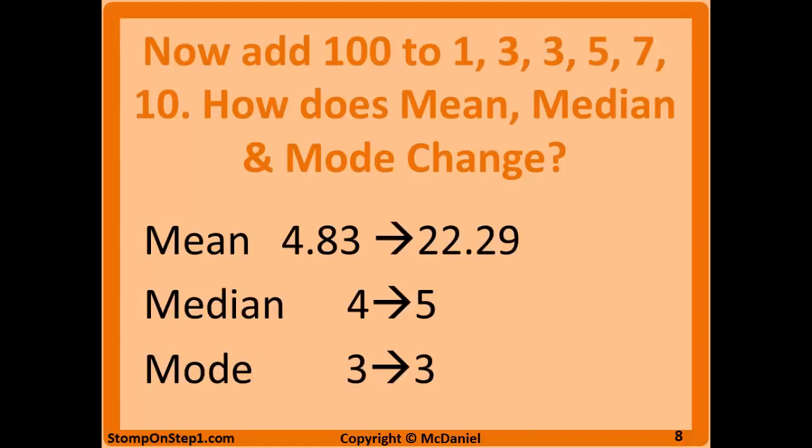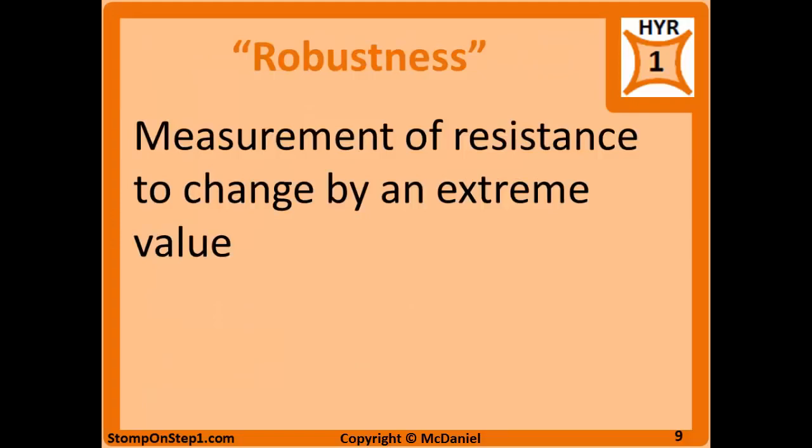What I'm trying to illustrate here is that just one or a couple values added to a data set, if they're extreme, can have a huge impact on mean, can have some of an impact on median, and almost no impact on mode. The previous question that we just did illustrates robustness, which I'm not really sure is a word, but I'm going to make it a word for this.